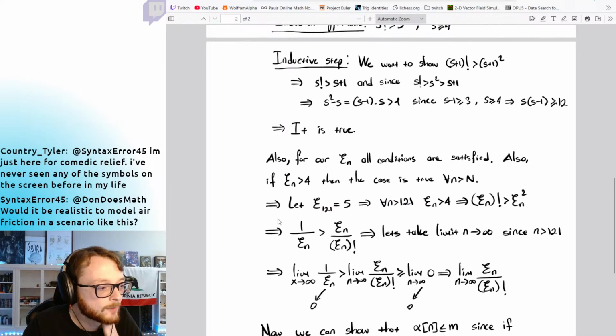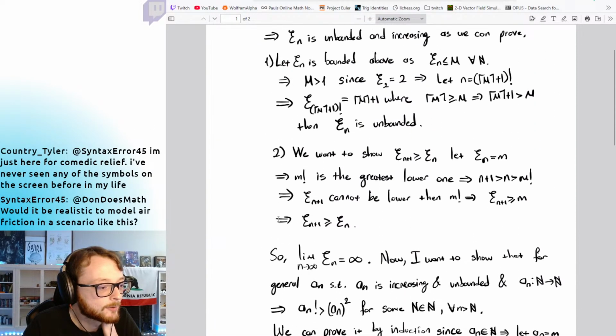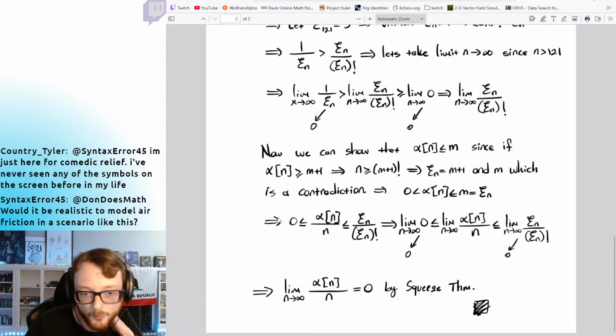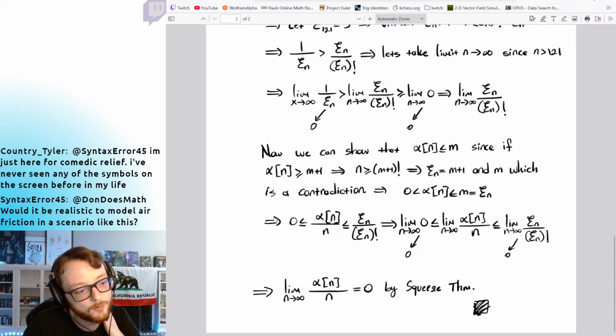So you're trying to find a similar sequence or bound for tau sub n, or for tau of n. This proof is for alpha. We want a similar argument for tau.